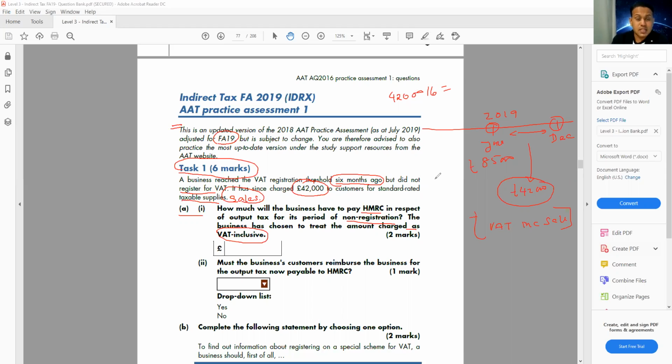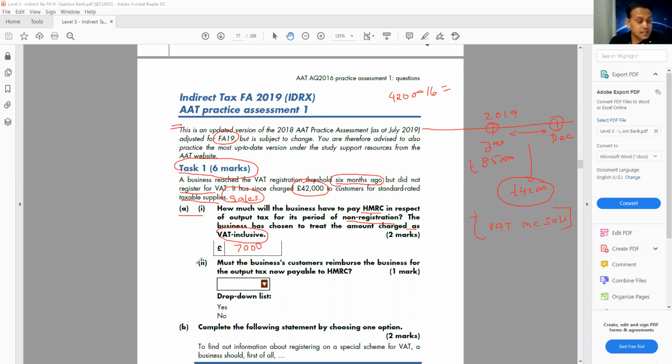So this VAT will be payable to HMRC. This VAT will be payable to HMRC even though you did not charge any VAT to the customer, but still you need to pay the VAT because it is your fault that you forgot to register with HMRC for the VAT. This is your responsibility. You always check and register for the VAT so that you can charge VAT to the customer and you pay it to HMRC.